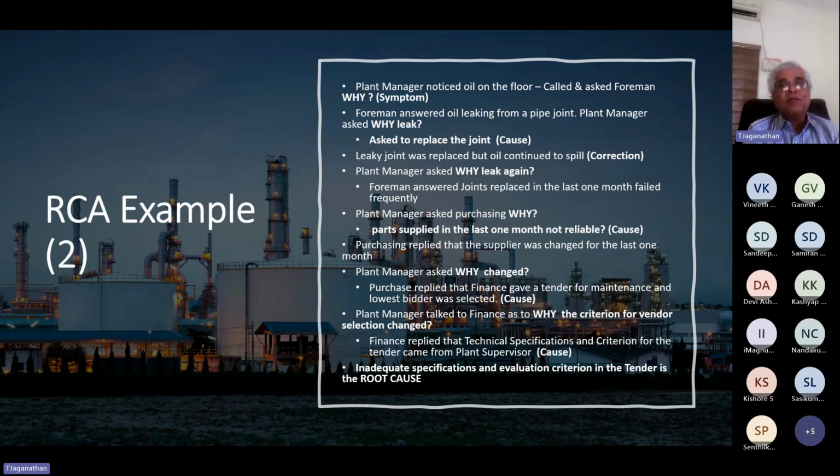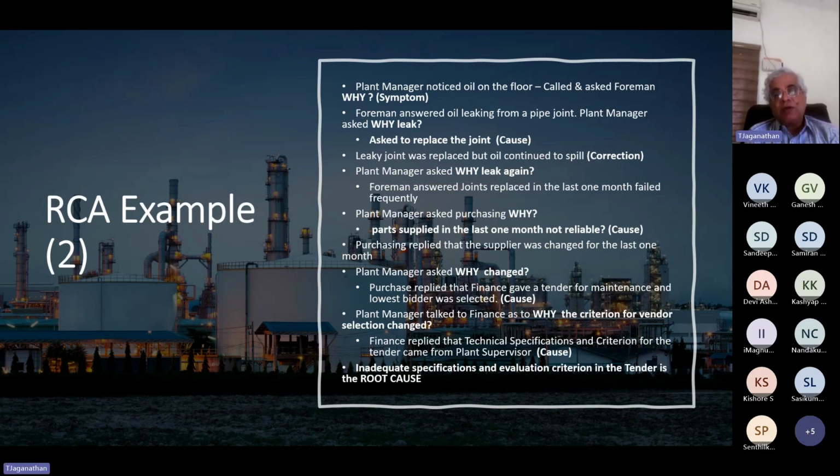So how to address the root cause? Ask why it is leaking. Then you do analysis, troubleshooting, etc. We find that parts supplied in the last 1 month need frequent change. Why do parts supplied in the last 1 month require change? You go to the purchase team and find out. The purchase team replied that they selected a vendor based on a tender, and this vendor quoted the lowest, and after changing the vendor, the problems are coming more.